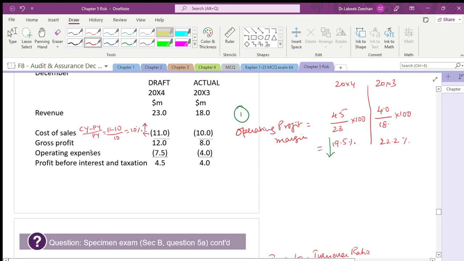Now, there is an increase of 10% in cost of sales. Let's do the same thing for sales: 23 minus 18 divided by 18. It comes to 27.7%.